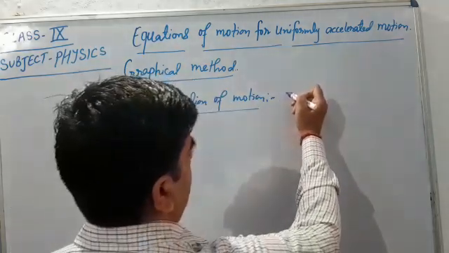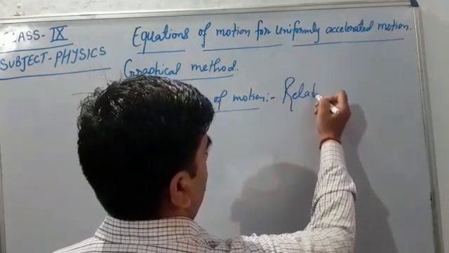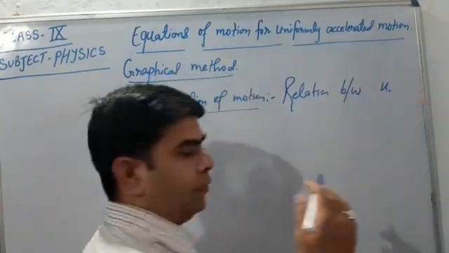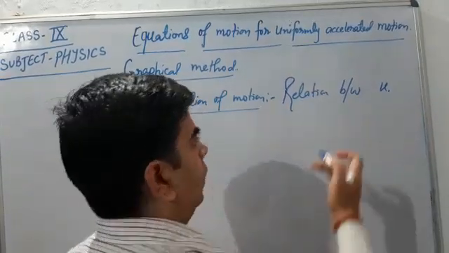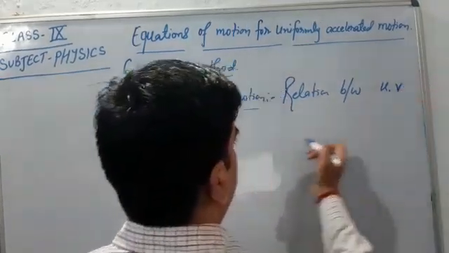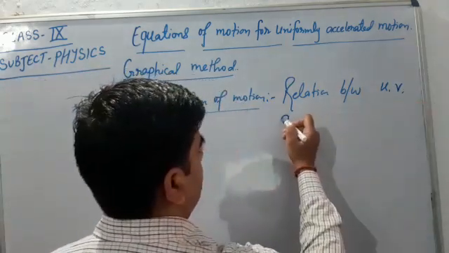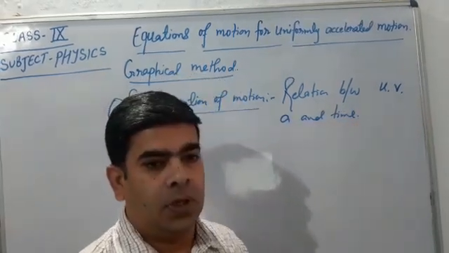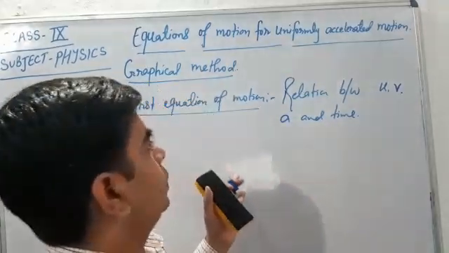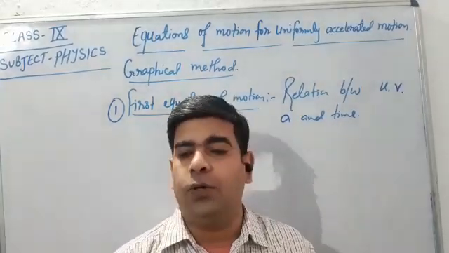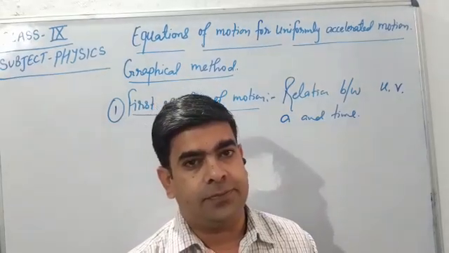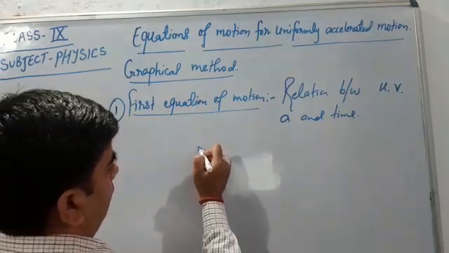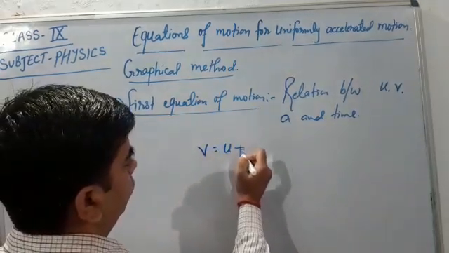So, the relation between initial velocity, which we denote by a small u, final velocity, a small v, then acceleration and time. This first equation of motion is also known as the velocity-time relation, and we can write it as v is equal to u plus at.